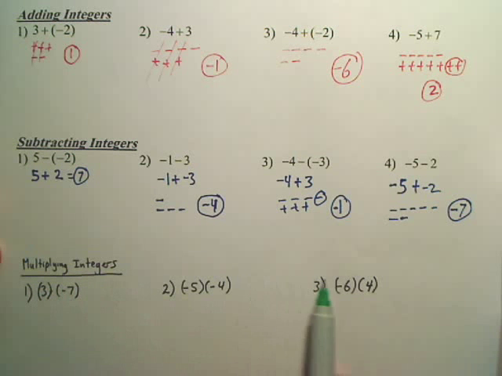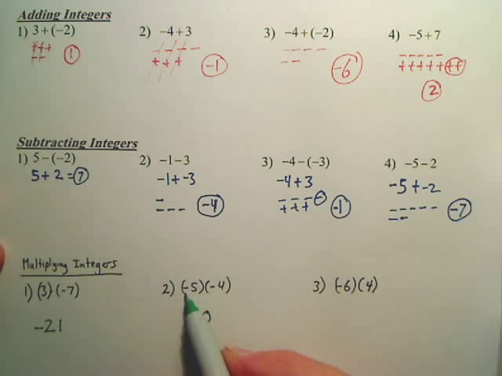Here, on multiplying integers, completely different story. Basically, what's 3 times 7? The answer is 21, but is it 21 negative or 21 positive? Which one is it? Negative. If one of these is a negative, the answer is negative. Multiplying is pretty easy.